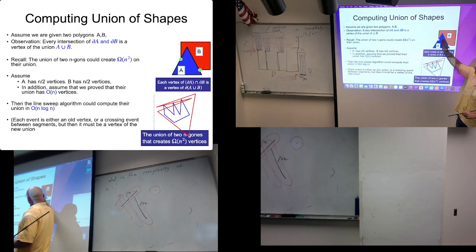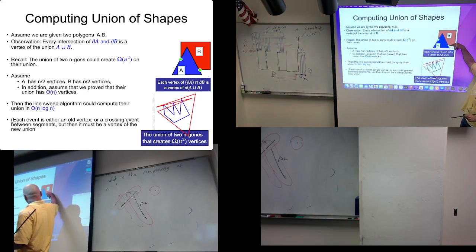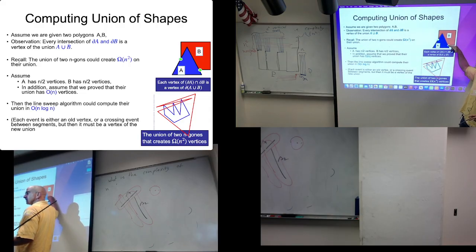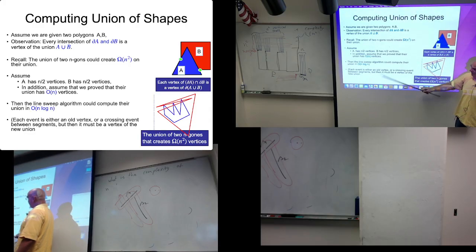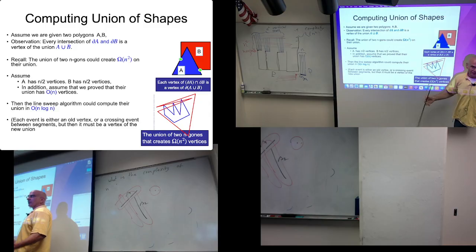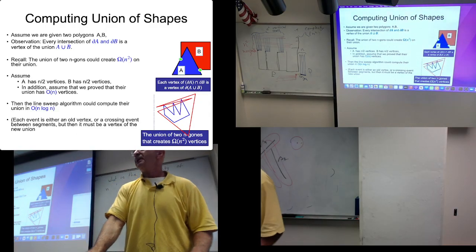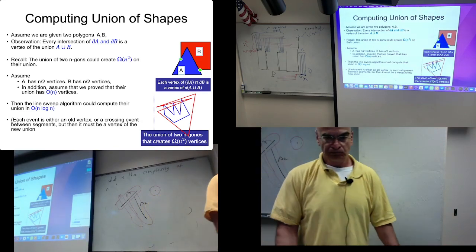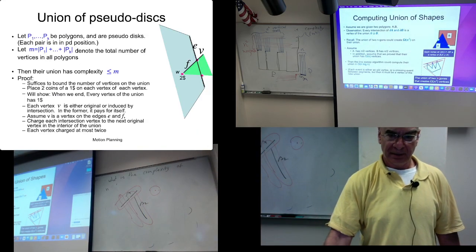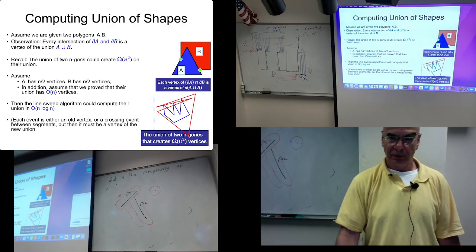But if you know that every such event is an event on the union, every intersection is an intersection of the union, and I'll tell you that the union has only linearly many vertices, then the number of events is only n, so each event is handled in log n time, so the overall running time will be n log n. That's cool, but why does it hold?